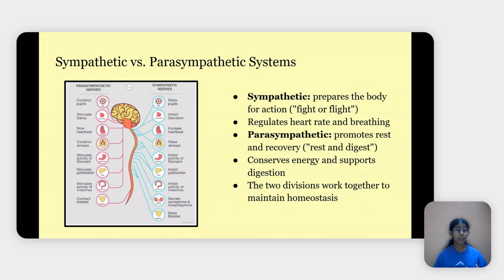Now, our autonomic nervous system is further divided into the sympathetic and parasympathetic systems. The sympathetic system prepares the body for action. This is our fight or flight. It regulates heart rate and breathing. The parasympathetic system promotes rest and recovery. This is rest and digest. It conserves energy and supports digestion. These two divisions work together to maintain homeostasis.